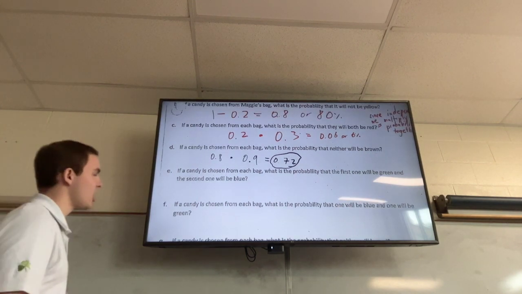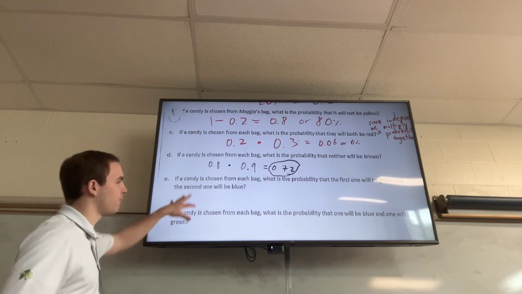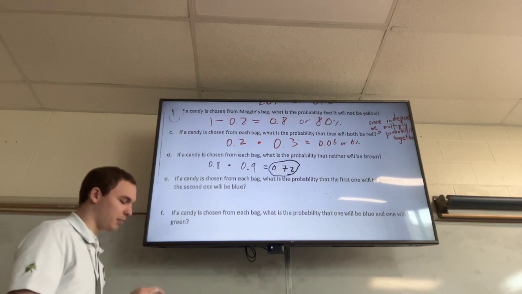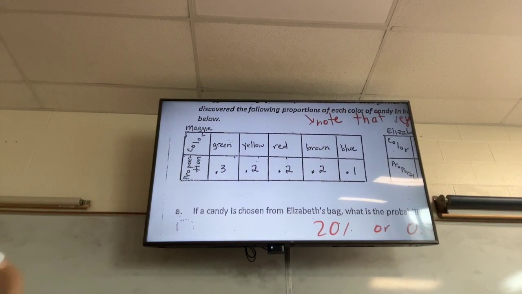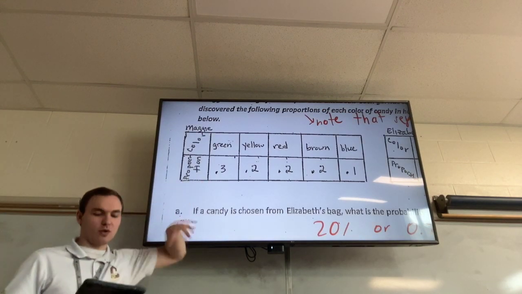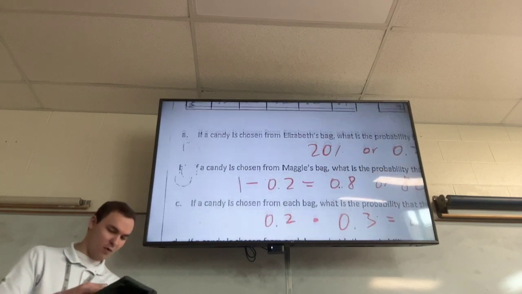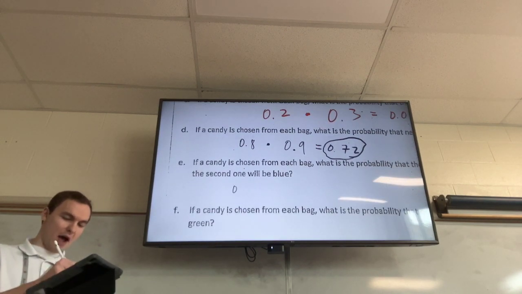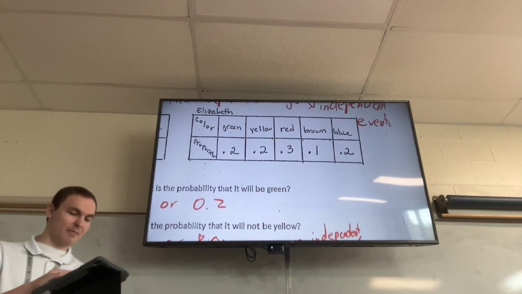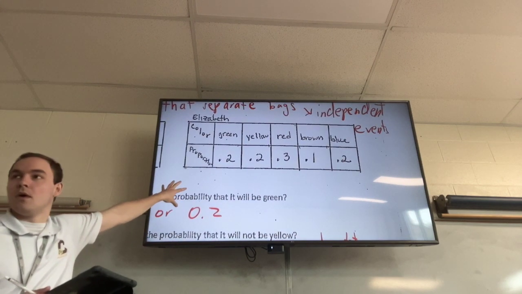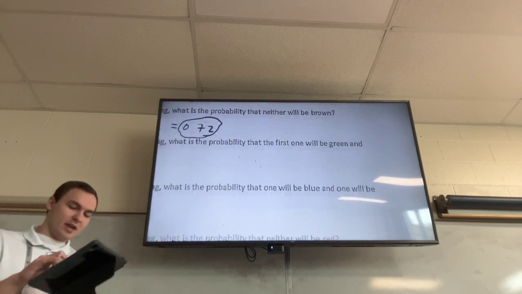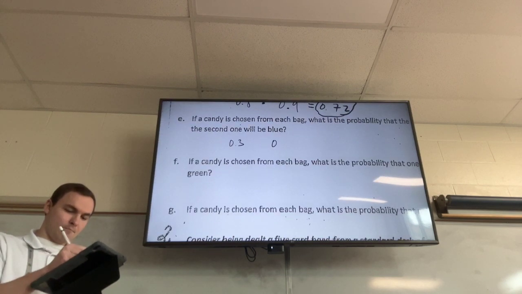So if a candy is chosen from each bag, what's the probability the first will be green and the second will be blue, okay? So let's make Maggie's bag the first bag. What's the probability that the M&M I pull out of Maggie's bag is green? 0.3, right? What's the probability that I pull a blue out of Elizabeth's? 0.2.